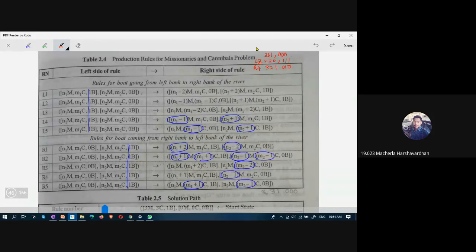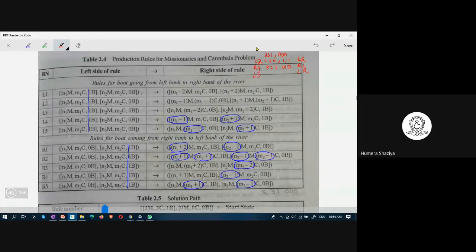Three, 0, 0. Which rule? Rule 5, ma'am. R5. No, now we are going from left to right. First one is left to right. Ma'am, L3. Second one is right to left. Now again left to right. Sorry, left to right, right? L3, ma'am. Yes, very good.